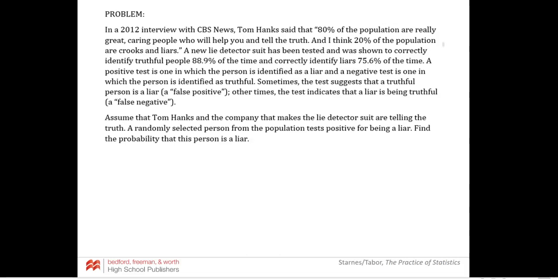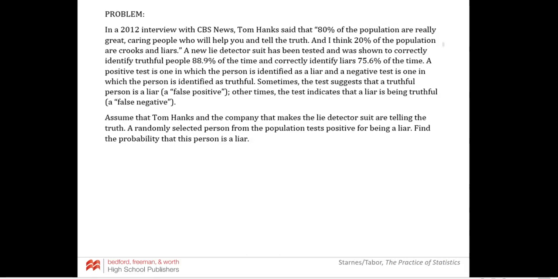Sometimes the test suggests that a truthful person is a liar, a false positive. Other times the test indicates a liar is being truthful, a false negative. So assume that Tom Hanks and the company that makes the lie detector test are telling the truth. Assume Tom is right, 80% of folks are truthful. A randomly selected person from the population tests positive for being a liar. Find the probability that the person is a liar.